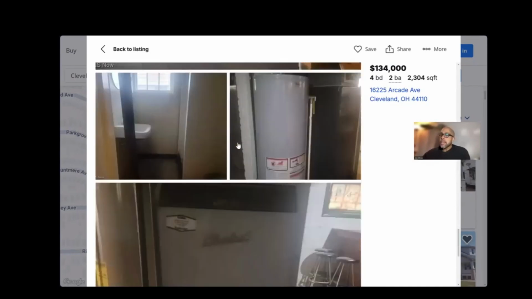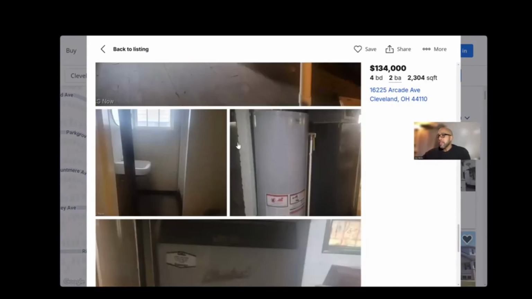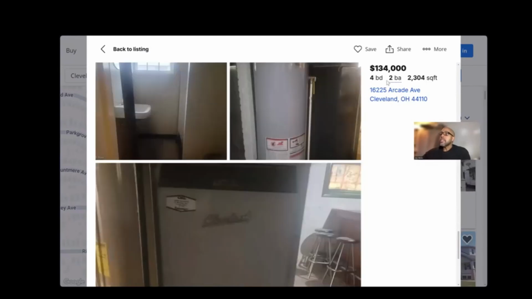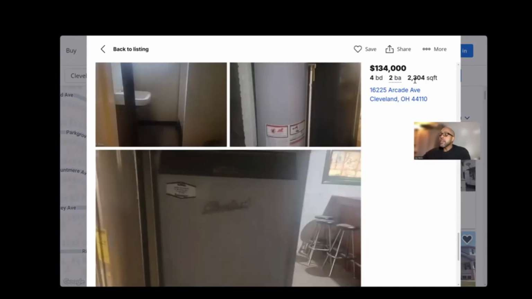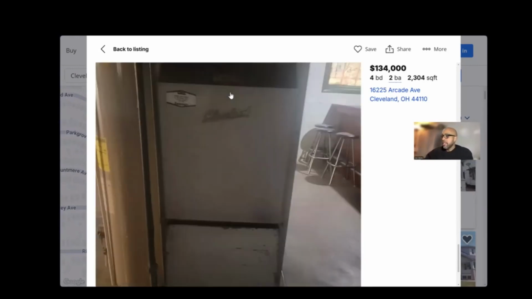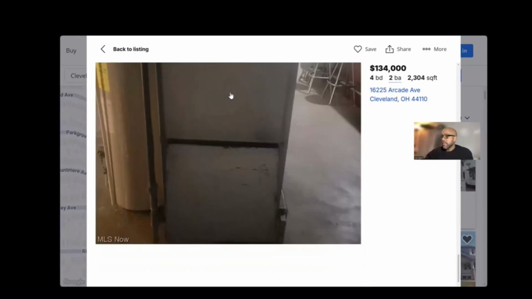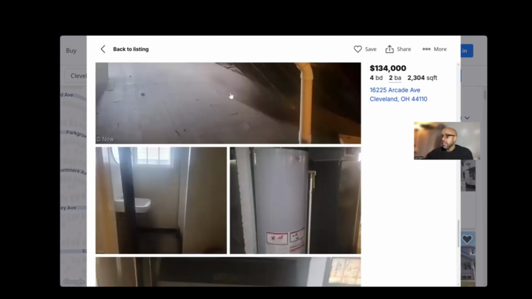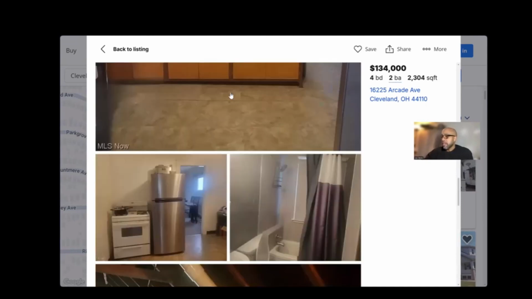Another reason why he probably has to come down, because I can get a bigger house for cheaper. Right? If this house at 2,300 square feet sold for 134,000 and he's 1,700, that's even more reason why his number has to come down. Right. And they don't have a bunch of pictures. They didn't go crazy.